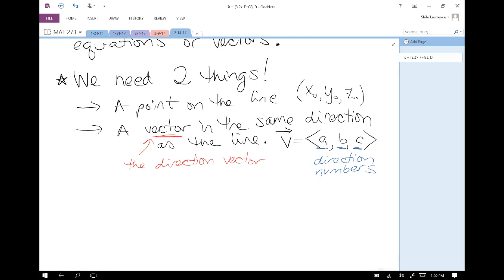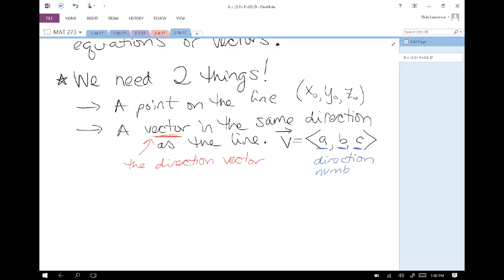So as long as we know a single point on the line and a vector that points in the same direction as the line, so a line in space goes forever in both directions. So it doesn't matter which direction the vector is pointing in. It could be pointing, you could say, up or down or to the left or to the right. It could be either one of the directions. We could set up parametric equations for this line.